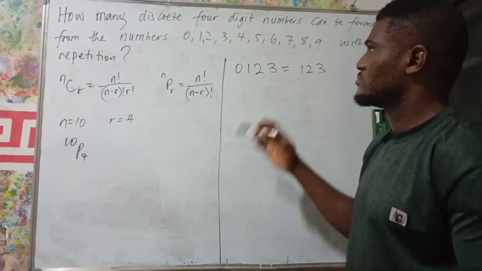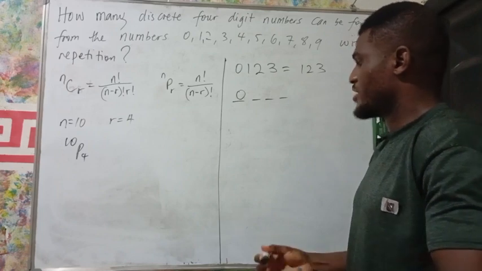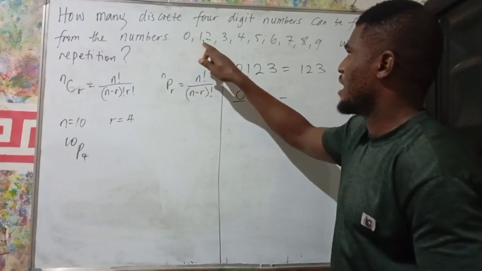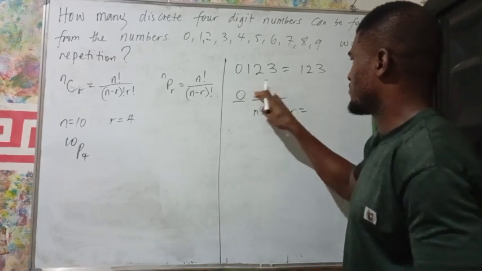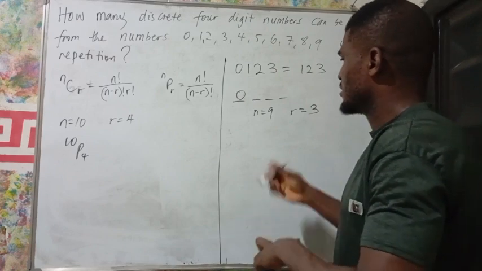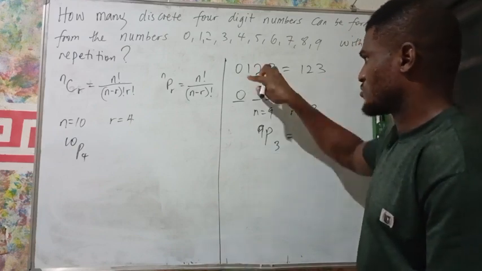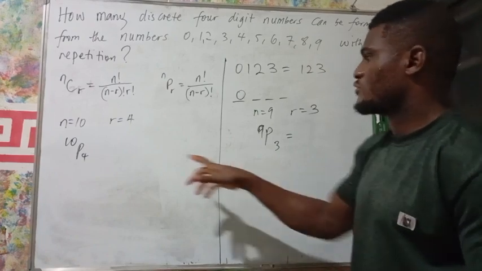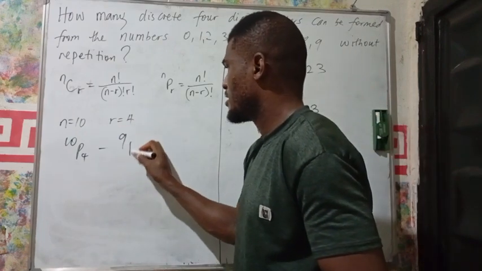So now we're going to say, how many numbers start with 0? If a number starts with 0, then we now have 3 places to arrange the other numbers, and we now have 9 numbers. So n would therefore be 9, and our r would be the 3 places that we have. So 9 permutation 3 would be the number of numbers that start with 0. And so if we subtract that out from here, we have the number of 4-digit numbers. So what we're going to do is 10 permutation 4 minus 9 permutation 3.